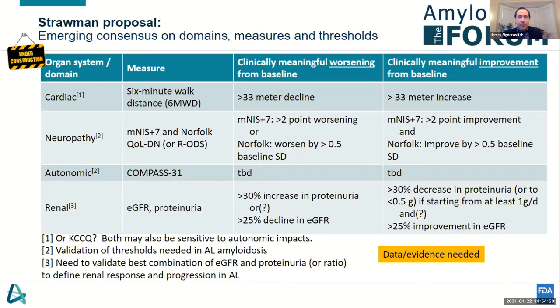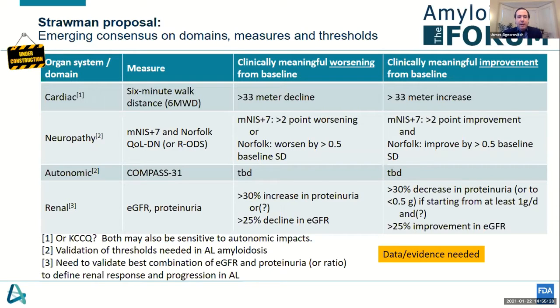So based on the output from the working groups, we've started to frame up what the components of a composite might look like. This is very much under construction, and there are decisions here that need to be tested against evidence. But these are the ones that seemed most ready to help us start thinking about potential composites. So for cardiac, we selected the 6-minute walk distance with a 33-meter threshold. We could revisit that and say, should it be KCCQ? We might get some input on that from the quality of life working group.